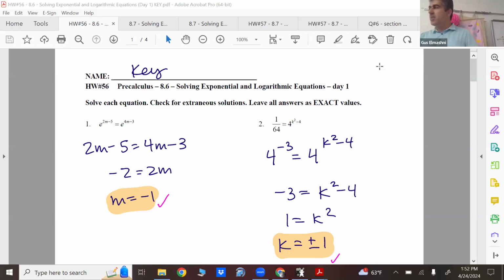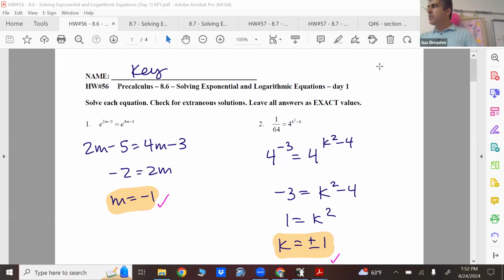Okay, so here's the answer key for 8.6 homework. Very similar to the notes, right? I mean, this obviously has more problems than the notes, but if you see two exponential expressions or two powers with the same base and just one on each side, then you can assume the exponents have to be the same. So that's why 2m minus 5 equals 4 minus 3. Solve for m, easy to get -1.